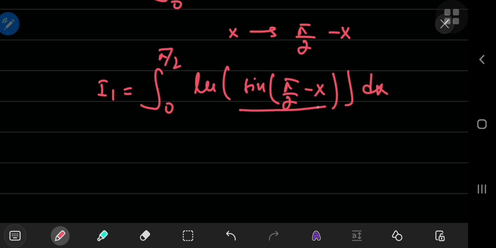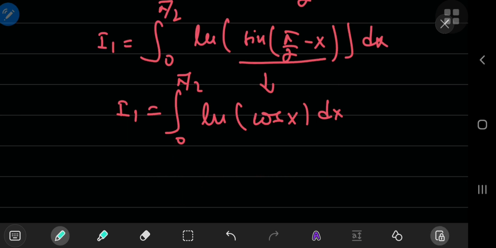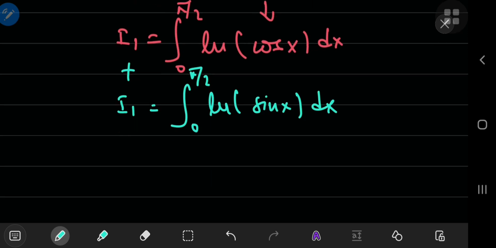Now, we all know that this reduces to the cosine of x. So now you have the natural log of the cosine of x integrated with respect to x from 0 to pi by 2. So if this is the integral I1, then so is this, right? It was the integral from 0 to pi by 2 of the natural log of sine x with respect to x. So since both of them are I1s and we see that the variables and limits of integration are exactly the same, let's just add them up and see what happens.